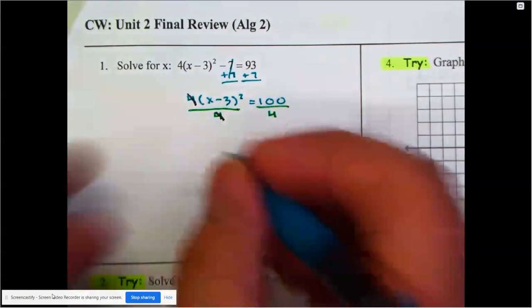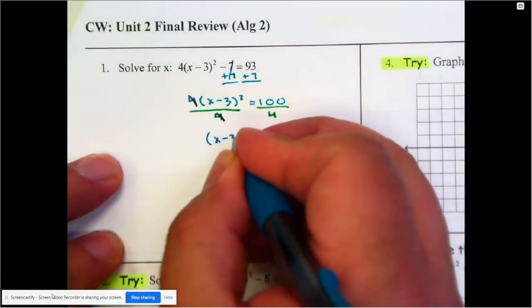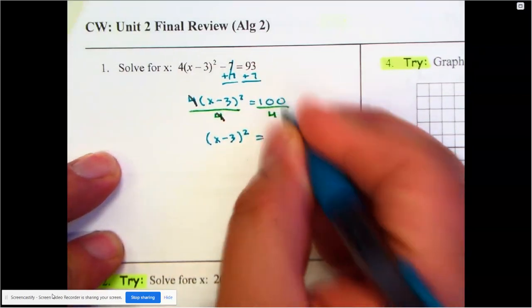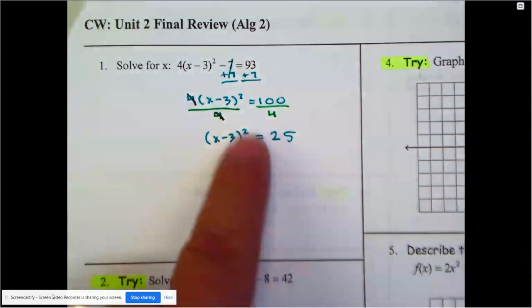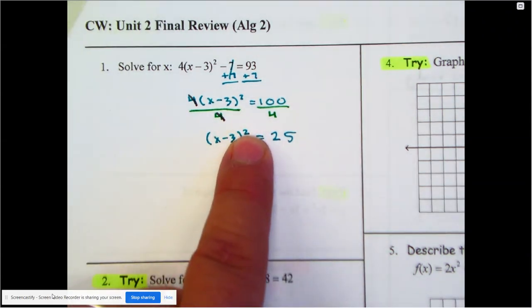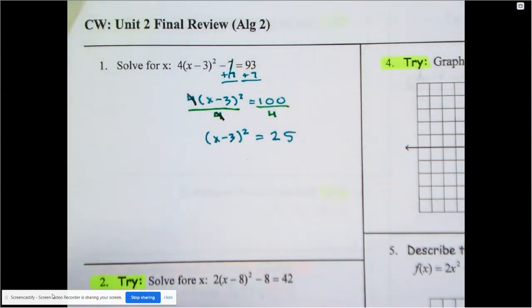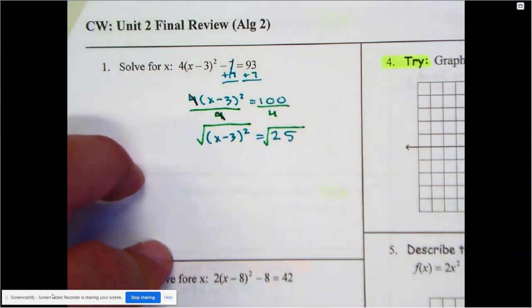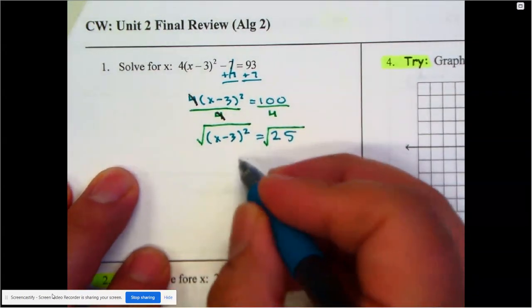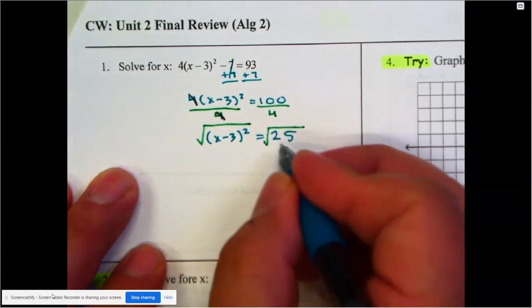And if you notice, I end up with (x - 3)^2 = 25, since 100 divided by 4 is 25. And now we can concern ourselves with that power of 2. The only way to get rid of a power of 2 is to bring in a square root. So we will square root both sides. But you have to remember one thing. Since we are dealing with a quadratic, that means we're going to have two possible answers.